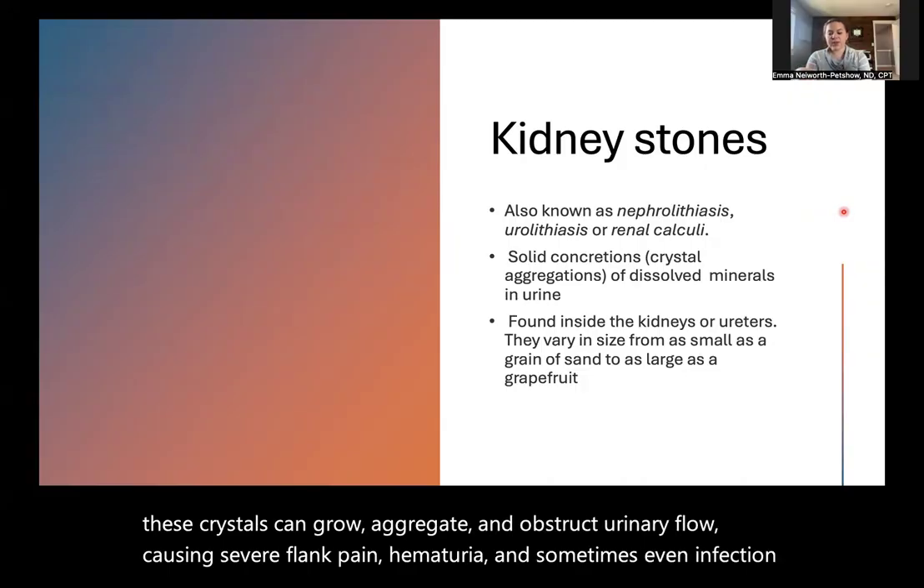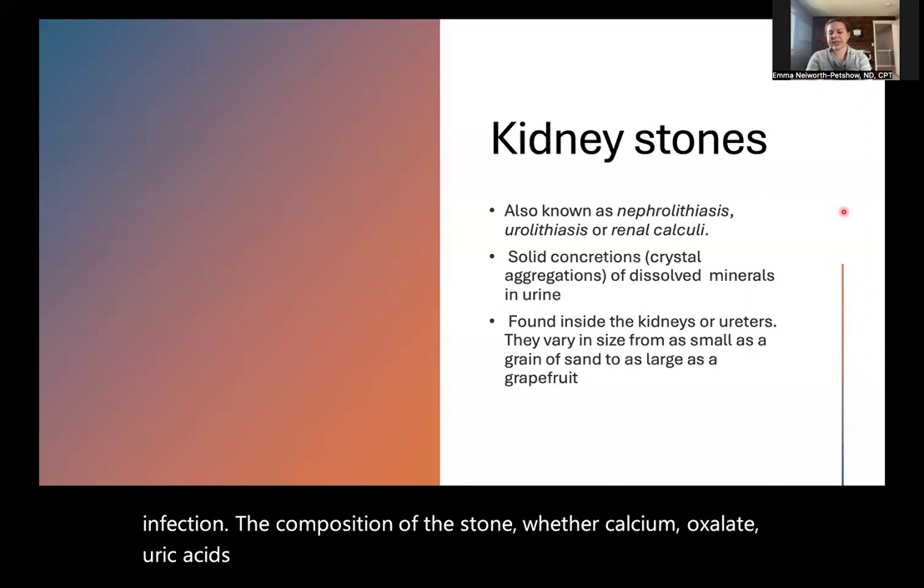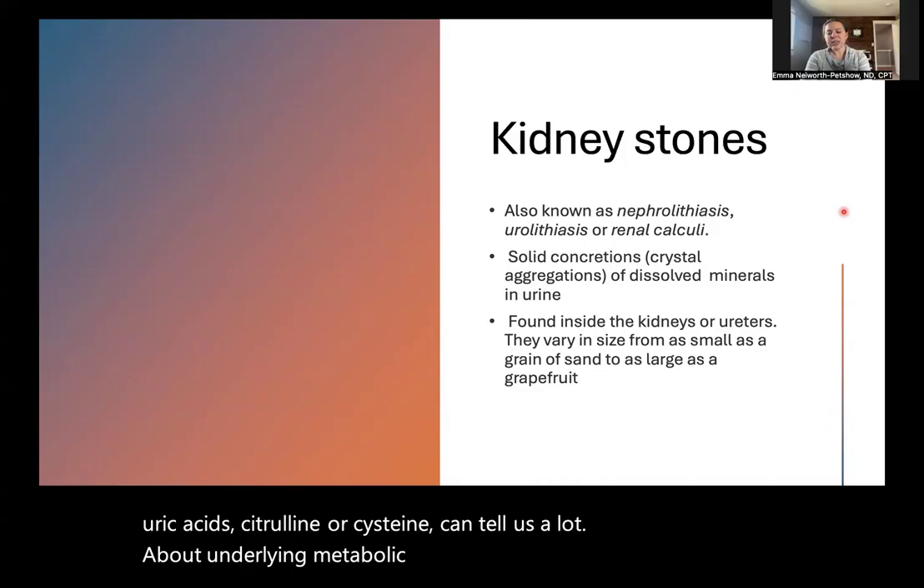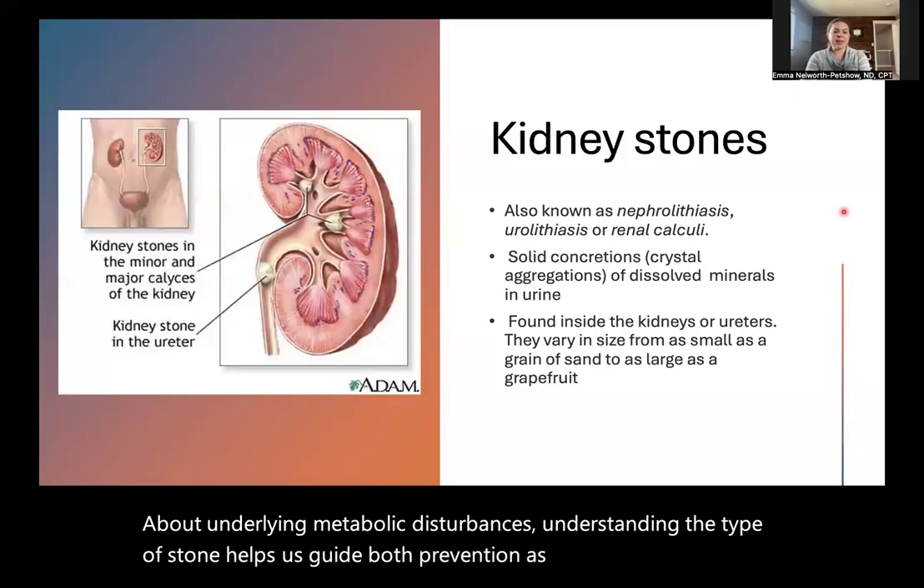The composition of the stone, whether calcium oxalate, uric acid, struvite, cystine, or cysteine, can tell us a lot about underlying metabolic disturbances. Understanding the type of stone helps us guide both prevention as well as management.